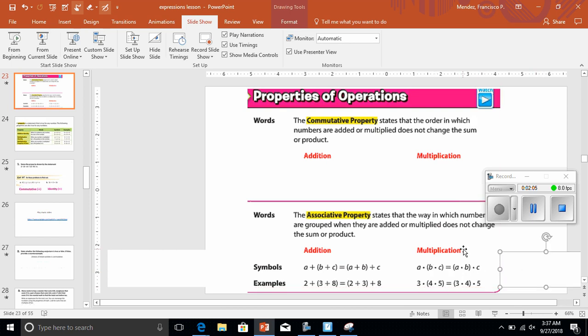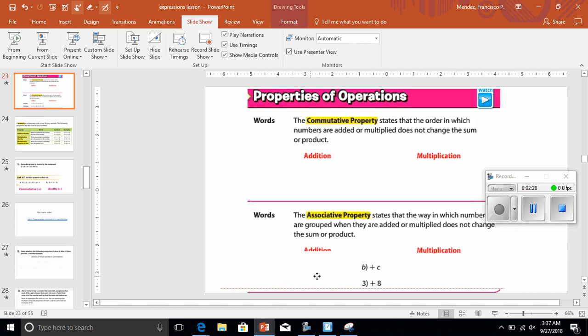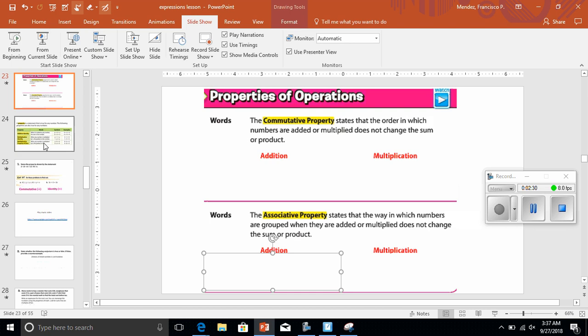Look over here under the multiplication examples. (A times B) times C will equal A times (B times C). The only thing that changed is the way in which my parentheses is grouped, not the order that my numbers are arranged. All right, so let's go ahead and look at the last thing that they want us to learn.